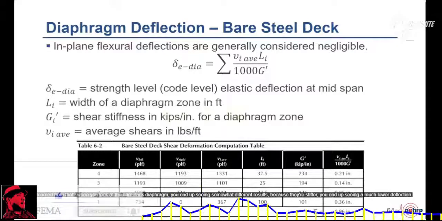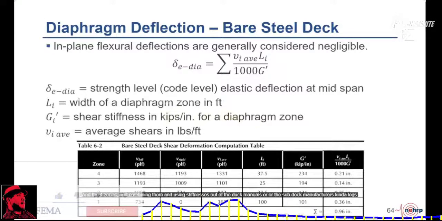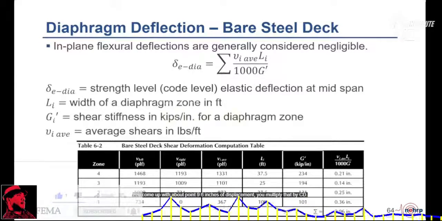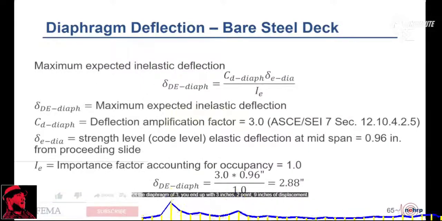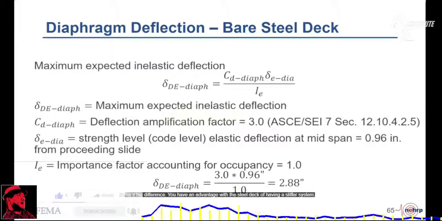When you look at the bare deck diaphragm, you end up seeing somewhat different results. Because they're stiffer, you end up seeing much lower deflection. So in this case, adding up the average shear in each zone, in the 4 zones, and combining them and using stiffnesses out of the deck manuals or the deck manufacturers' catalogs, you come up with about 0.96 inches of displacement. You multiply that by CD of the diaphragm of 3, you end up with 2.9 inches, about 3 inches of displacement. So a big difference.